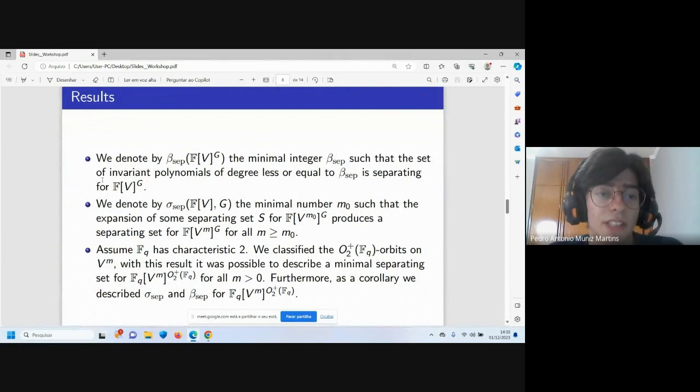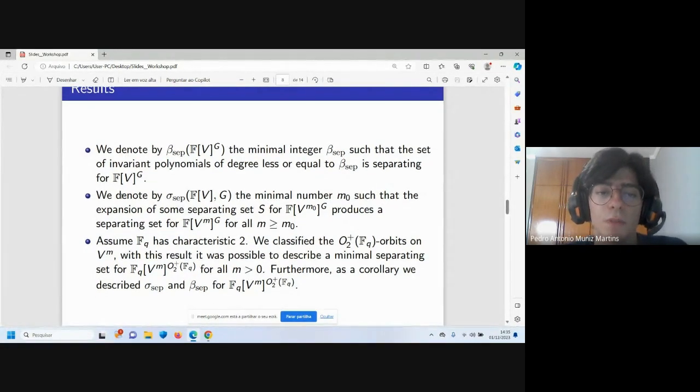And here we make more definitions to state our results. Here we denote beta sep, as in the last presentation, the minimal integer such that all polynomials of degree less than or equal to beta sep form a separating set for our invariant algebra. And we denote sigma sep the minimal number m0 such that some expansion of a separating set S for our invariant algebra, considering m0 copies of the space, produces a separating set for our greater invariant algebra, considering m copies of the space, where m is greater than or equal to m0.